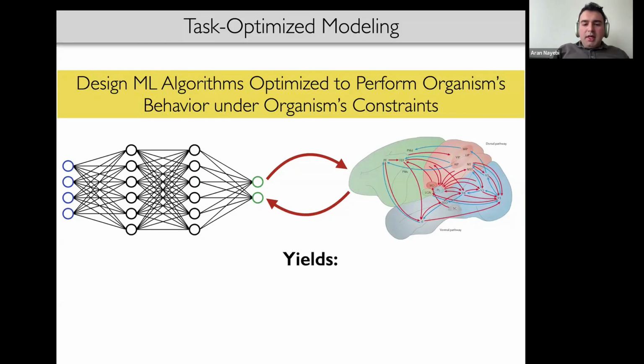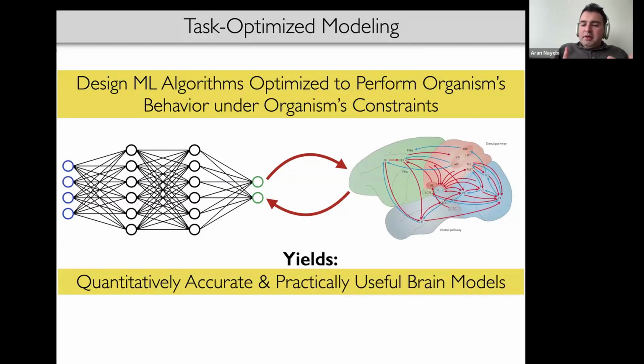This kind of task-optimized modeling is, one, a quantitatively accurate and practically useful brain model. So now that you have some artificial or in silico system that can quantitatively match response patterns to neural populations in a biological brain, you can do much more cheaply experiments in silico with it, do causal perturbations, et cetera, and generate hypotheses for new types of experiments that are much easier to do and test out before actually trial running them in the biological system, where experiments cost a lot more money and take a lot more time. Now that's an engineering outcome.